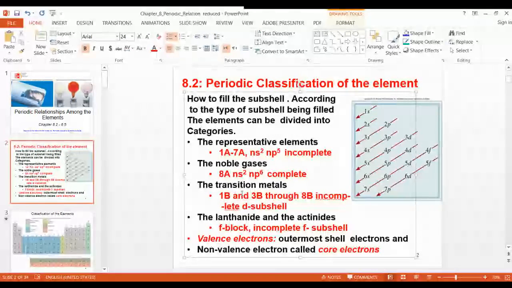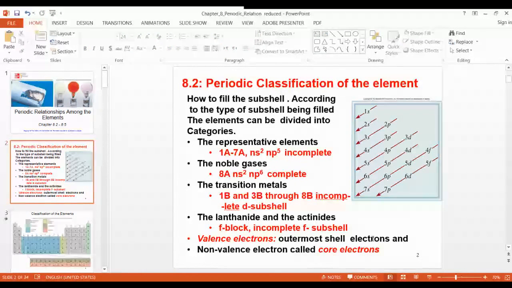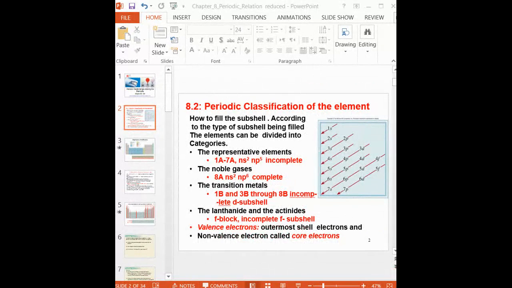Transition metals start from 1B and 3B through 8B. You remember transition metals only in the first row in your course, scandium to zinc. Look at that only. F blocks are not in your course, okay? And the valence electron, this is general information, I already explained what the valence shell and valence electrons are. The valence shell is the last shell in an atom. That is known as the valence shell. Alright, I will explain here again.